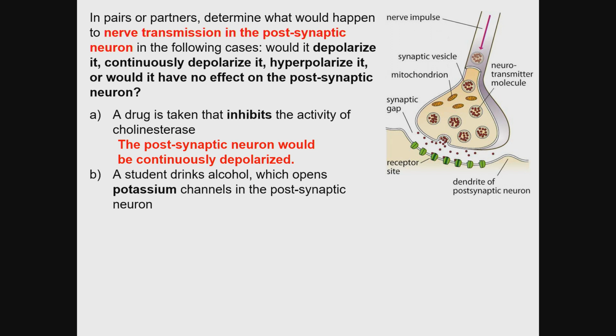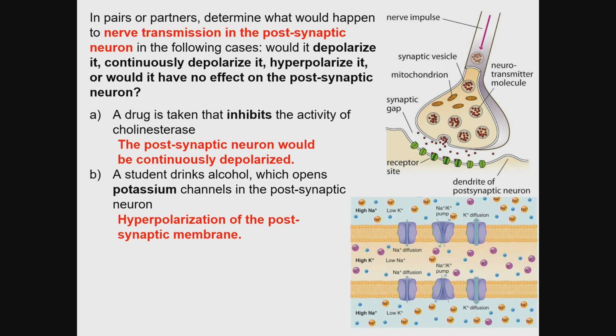A student drinks alcohol, which opens potassium channels in the postsynaptic neuron. This would cause hyperpolarization of the postsynaptic membrane because remember, potassium is supposed to be on the inside. If it moves out, that means the inside is going to become more negative.